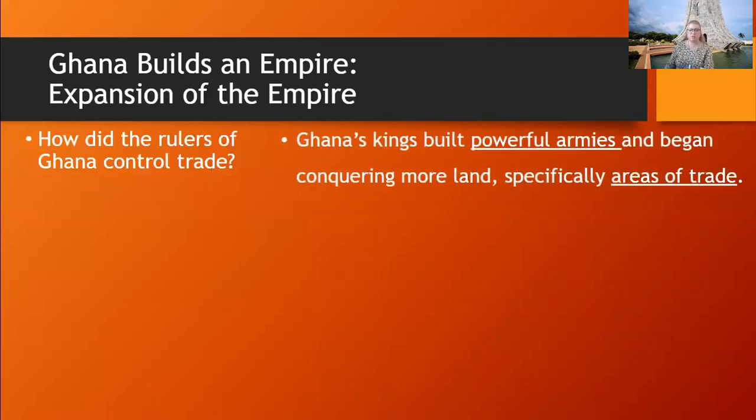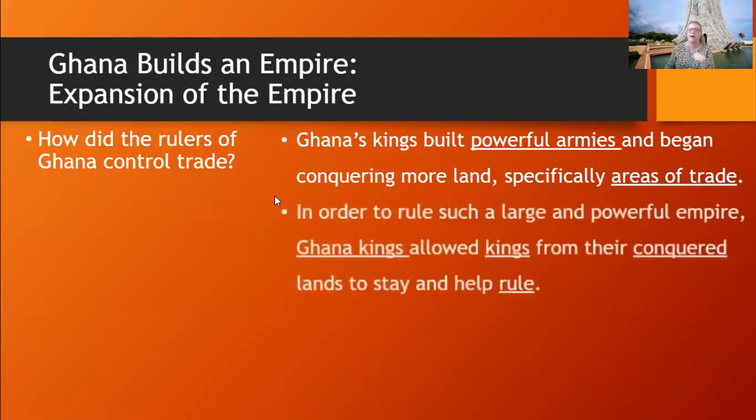Expansion of the empire. Let's go ahead and add this question to the questioning side of your notes. How do the rulers of Ghana control trade? As I said before, they had the military start to take over the trade, and by doing that, they were able to control where the money and the goods were going. Ghana's kings built very powerful armies and began to conquer more land, specifically in areas of trade. They were conquering land specifically along the Silk Road because they wanted to take over as much of that as possible. Remember, the more money you have, the more land you have, the more power you have.